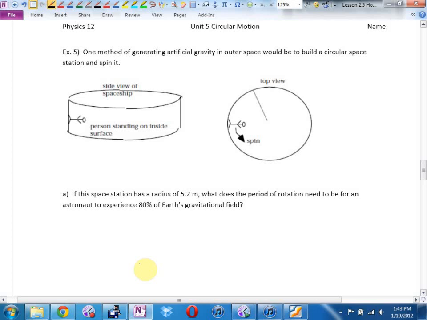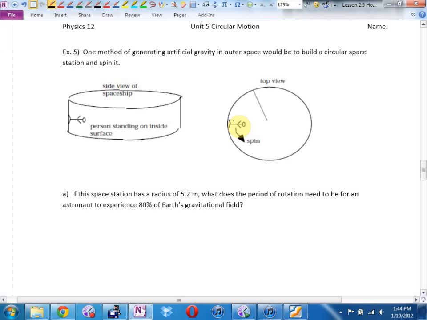You know how I'm going to start this one? Free body diagram. Now, I'm going to say, all right, what are the forces acting on this person? But I can't say the obvious one. Why can't I say mg? Where are we? In outer space. What path is this person tracing out? So there has to be a force inwards. I got that. Which force?